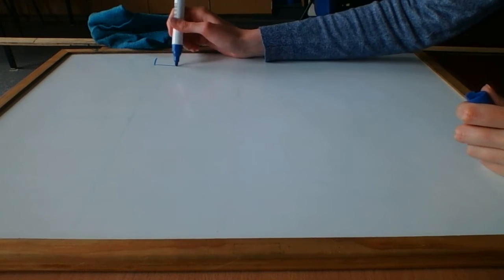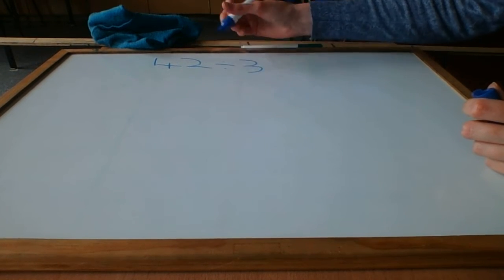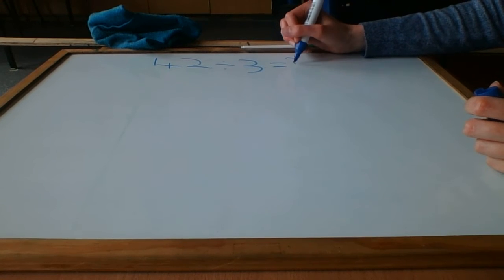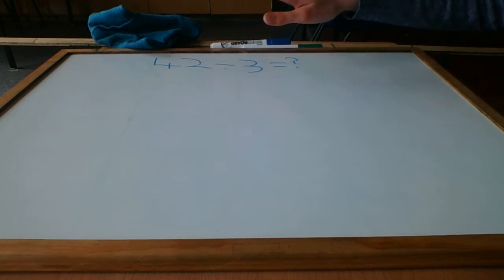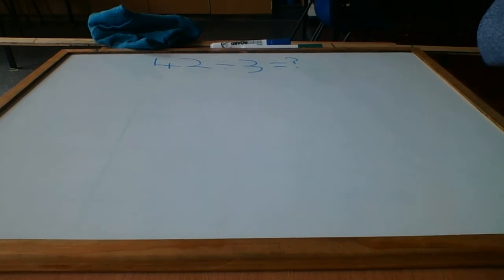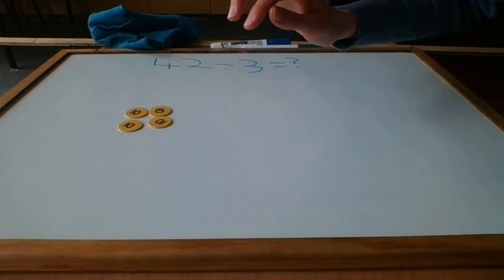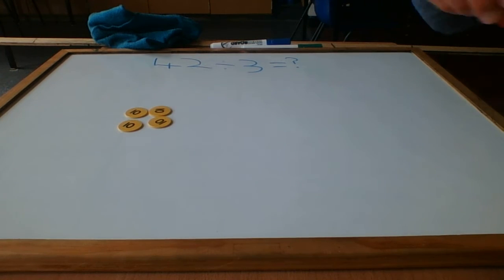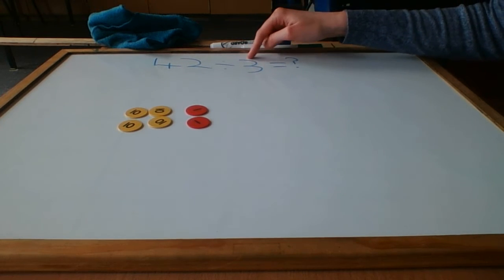Are we there with the board? Yes. So what I'm going to start with is having a look at the calculation 42 divided by 3. So 42 divided by 3. 42 split into three groups. So the first thing I need to do, just like yesterday, is make 42. So, four tens in 42, one, two, three, four, and two ones. So, there's the number 42. And I need to split it into three groups.